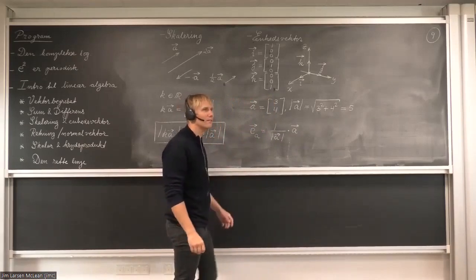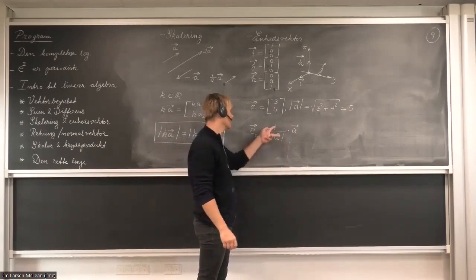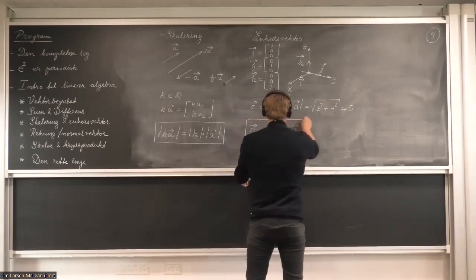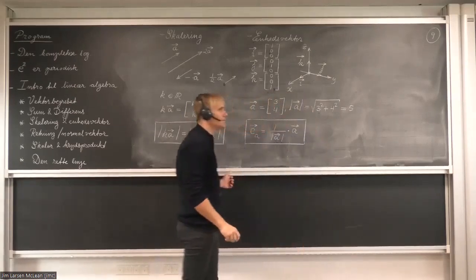If you have a vector that is 5 units long, it is 5 times too long to be a unit vector. So you simply multiply it by 1/5. And this is how you form a unit vector in the direction of a given vector.